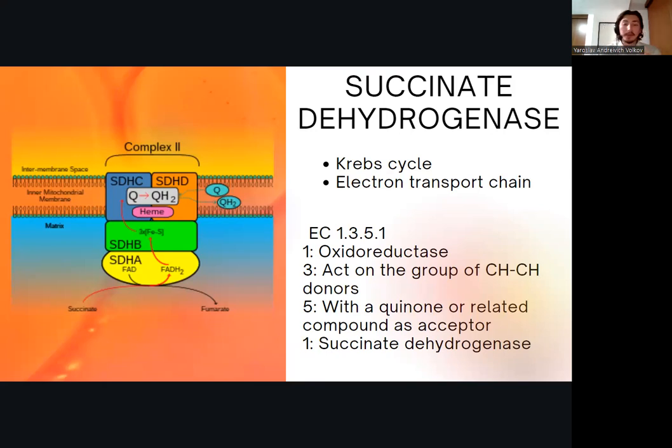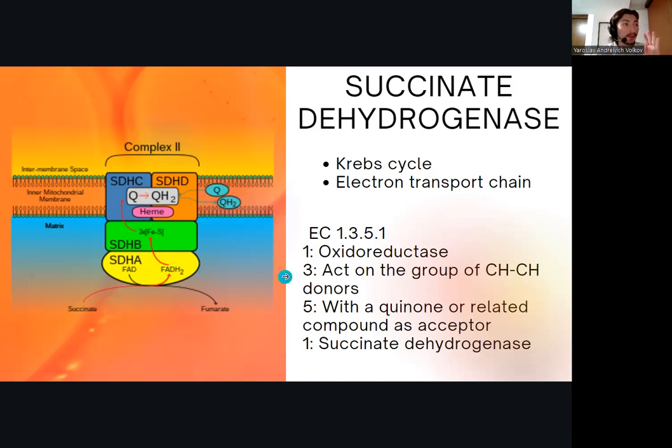It is an enzyme involved in the Krebs cycle and the electron transport chain in the mitochondria. It's found within the inner mitochondrial membrane, and its function is to catalyze the oxidation of succinate to convert it into fumarate. And at the same time, it also reduces ubiquinone to ubiquinol, which is a molecule that is part of the electron transport chain.